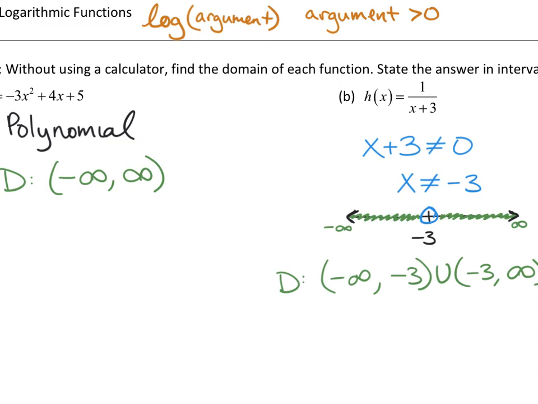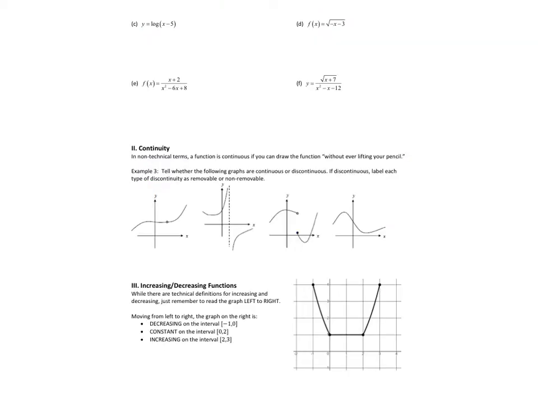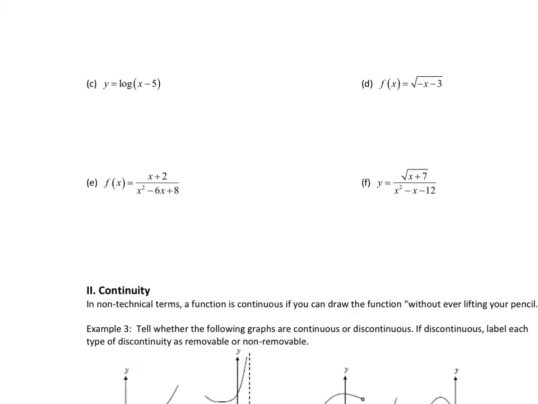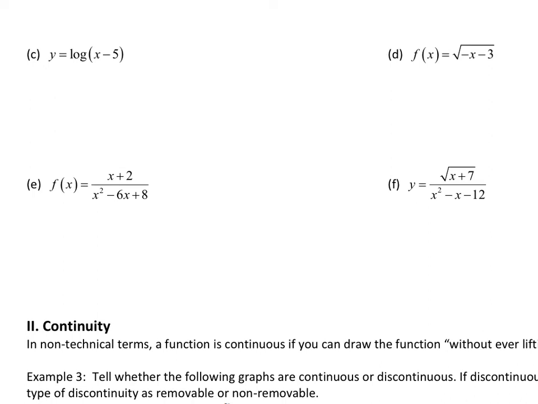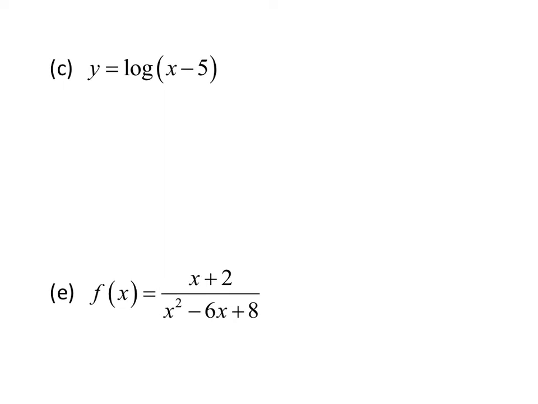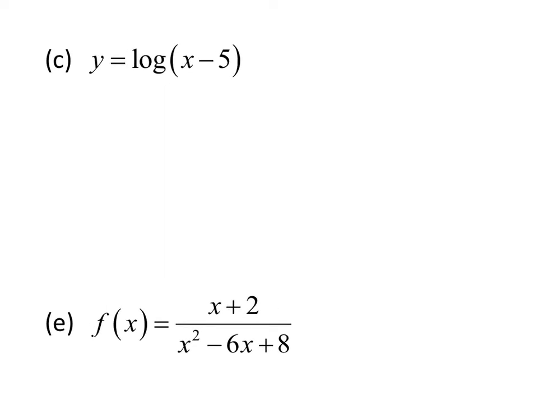Okay, let's flip on to the back side. We've got a few more examples of this type of question here, where we're just trying to determine what the domain is. Only domain here. Number C is what type of function? Logarithmic. I know it's on the other side, so I'm sorry, you might have to flip back. What's the restriction for a logarithmic function? The argument, right? That's the stuff right here inside the parentheses. So x minus 5 has to be greater than 0 for this function to work.